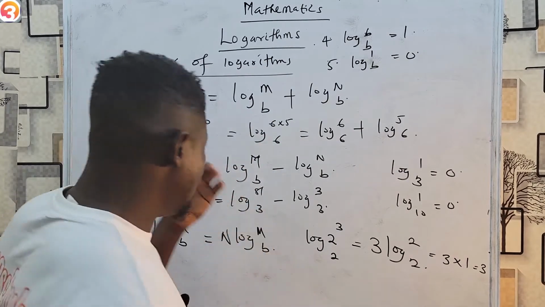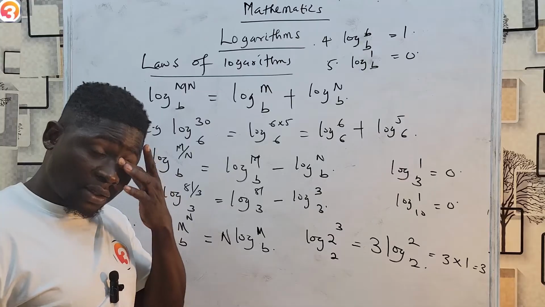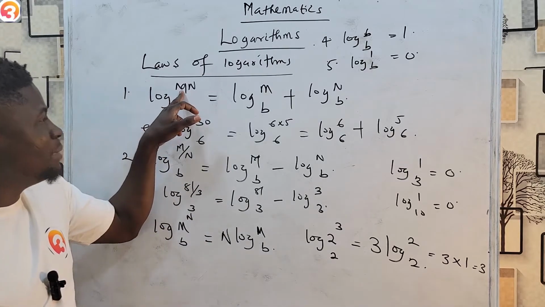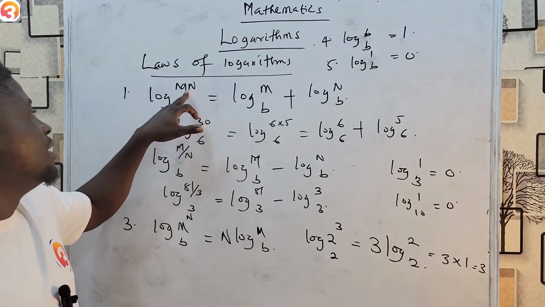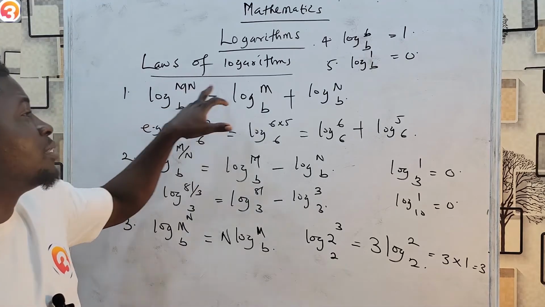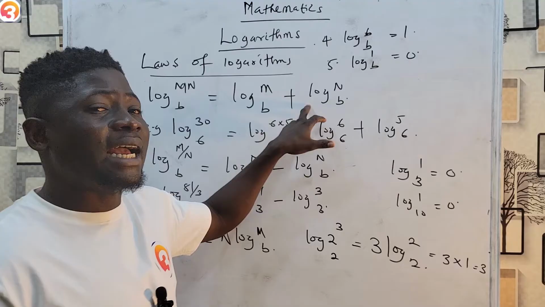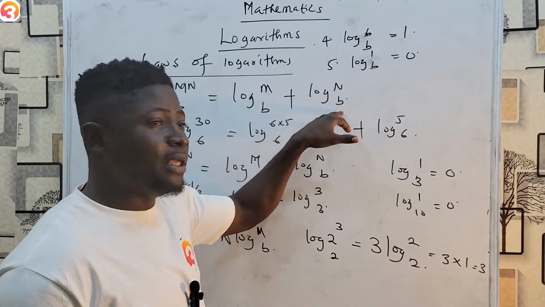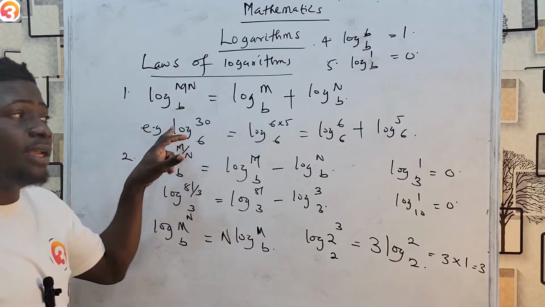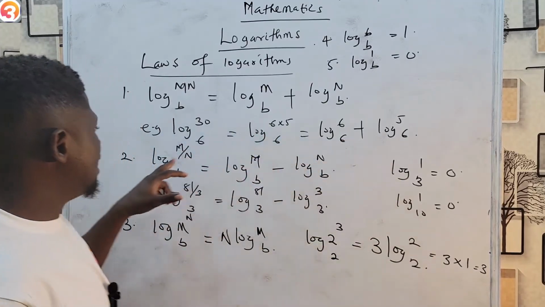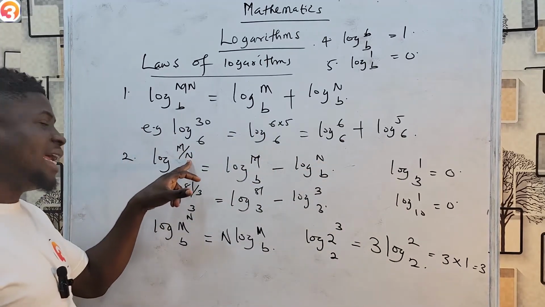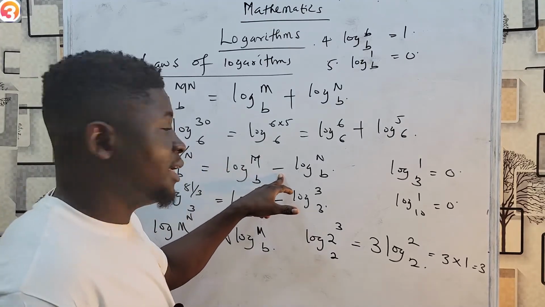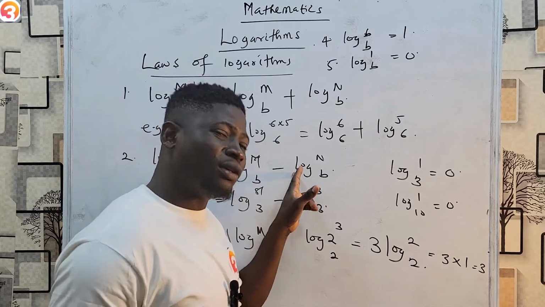Let's go over them again so that we understand before we start answering questions. We said logarithm of m multiplied by n: if you're having multiplication, you separate and add. So you have logarithm of m base b plus logarithm of n base b. Now we have logarithm of m over n. If there's a division, the division sign turns to subtraction, so you separate and subtract.